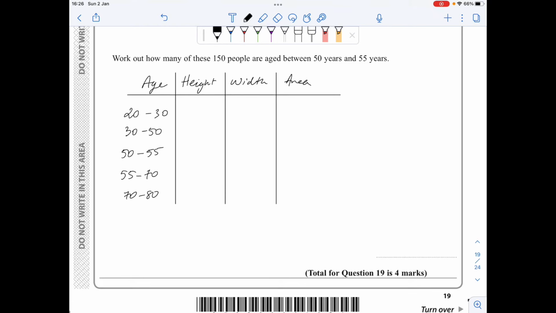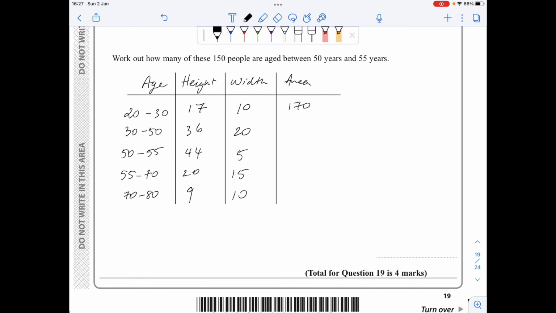Now the heights, I can read this from the histogram. Again, depending on your scaling of the y-axis, you'll get different values here. From my scaling, I get the following: 17, 36, 44, 20, and 9. Now the widths, this is the difference between the upper bound and the lower bound of each group. So I get 10, 20, 5, 15, and 10. And then the area is just the height times the width.